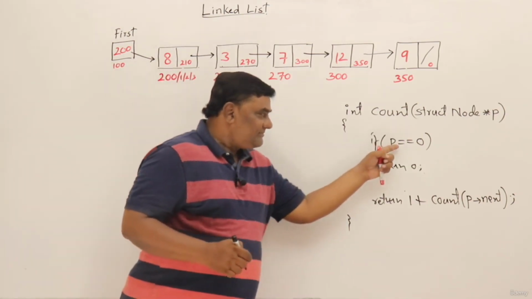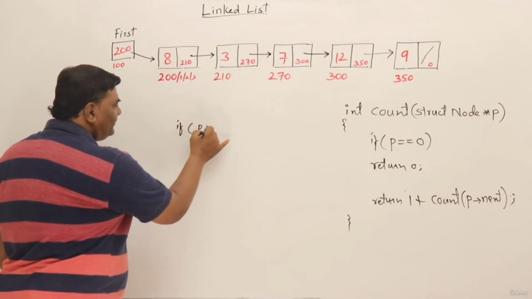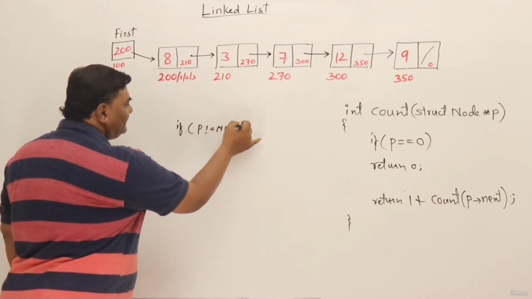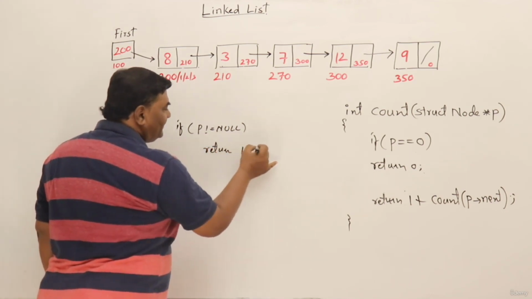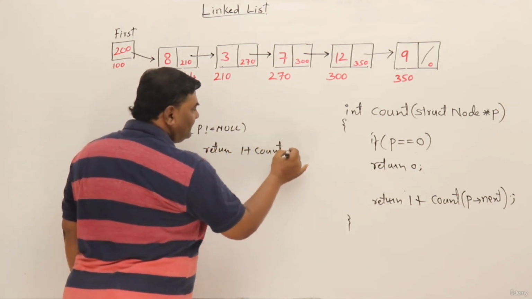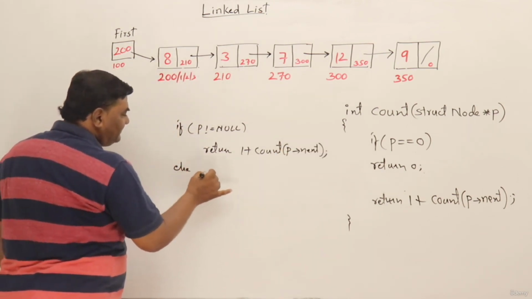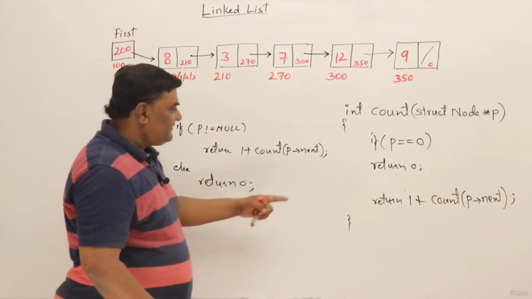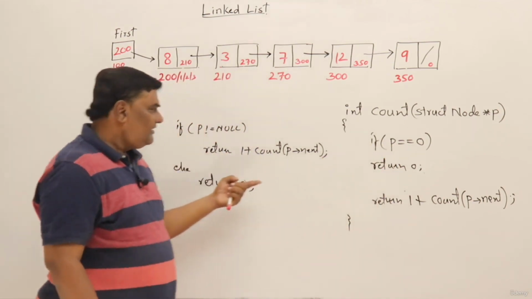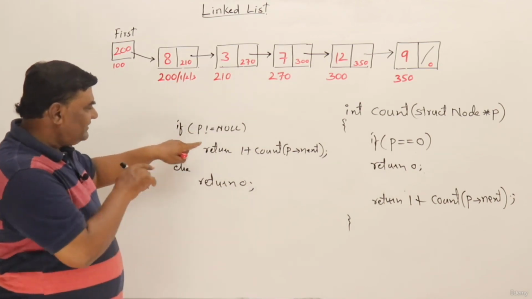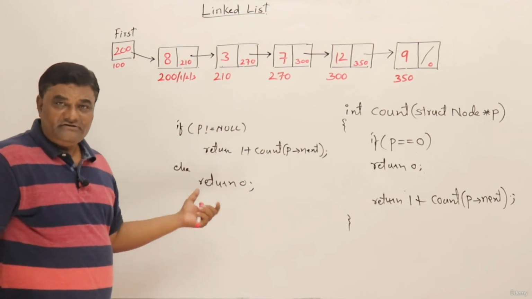Instead of writing this termination condition, I can write it in another way, like if P is not equal to null, that is not equal to 0, then return 1 plus count of P's next, else return 0. See, here I had written this condition first, so I was returning 0, otherwise this was there. But now I have just changed the order. If P is not null, then do this, otherwise do this. So you can change the order also.